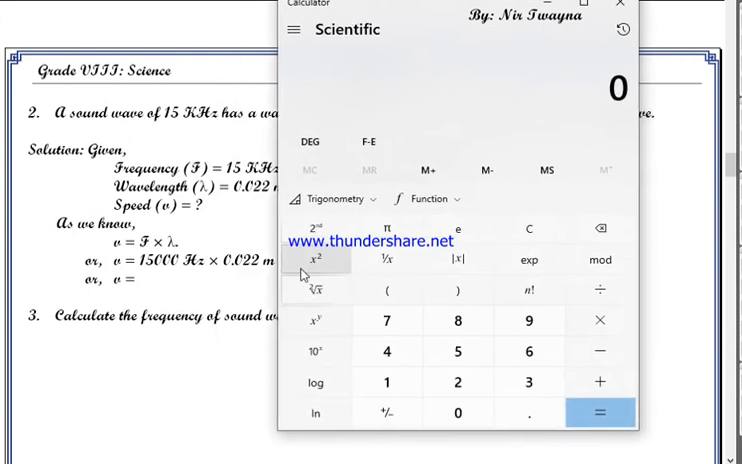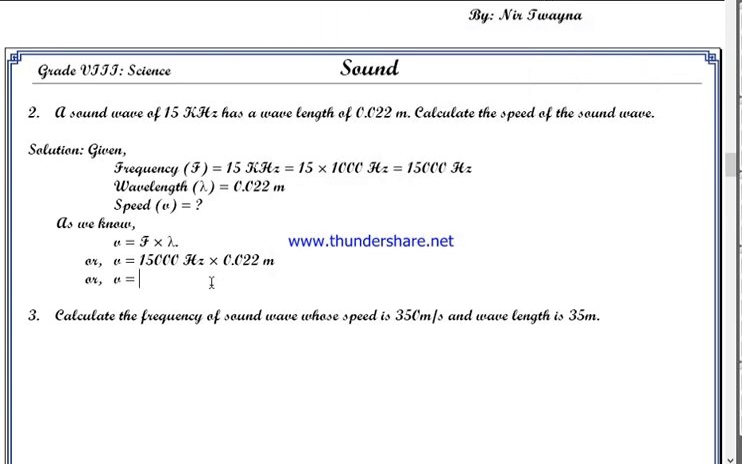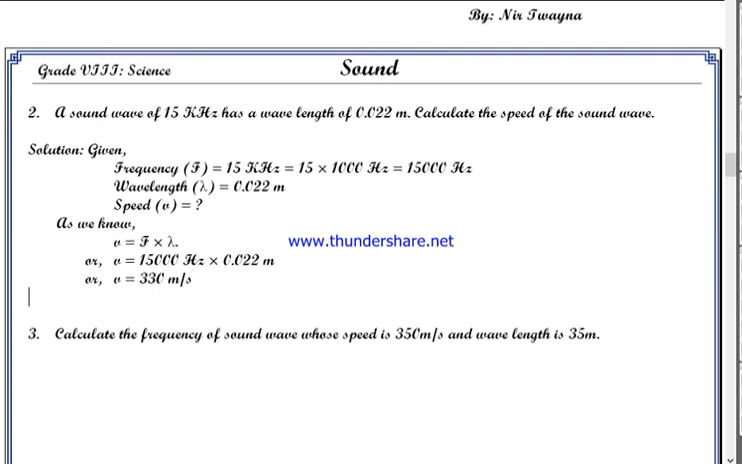Okay, we need to multiply 15,000 into 0.022. It gives you 330. Once again, 330 meter per second. Give the conclusion. Therefore, the speed of the sound wave is 330 meter per second.